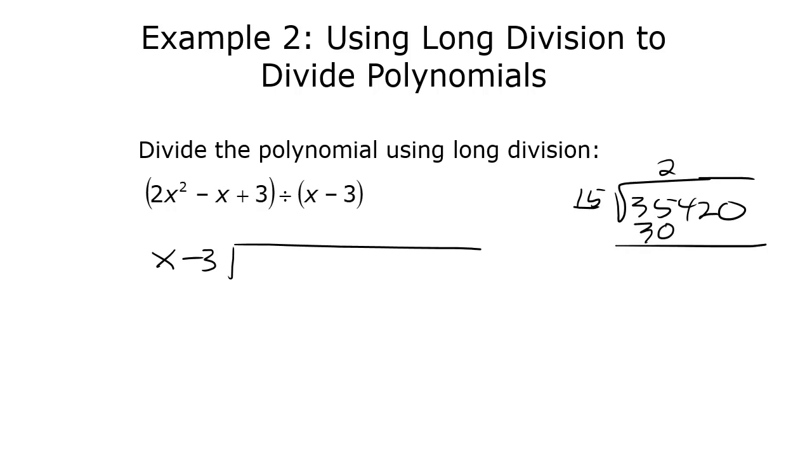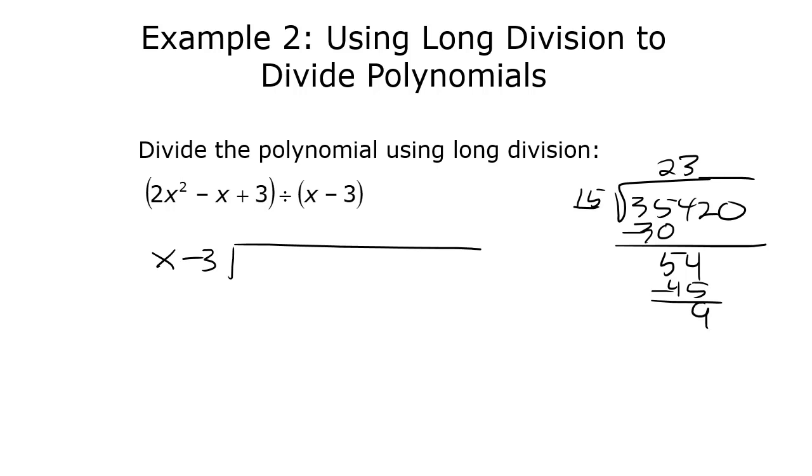I put it here. What do I do? I subtract this from that. I get my leftover, and I repeat the process. It can't go into 5, so I bring the next one down. It can go into 54. How many times can it go into 54? 3 times. 3 times 15 gives me 45. I subtract it, which gives me 9.